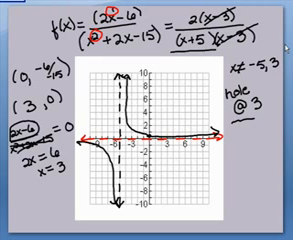Okay. So hopefully that's a good wrap-up of how we graph rational functions. So make sure that you know how to find both vertical and horizontal asymptotes and how to get the y-intercept and the x-intercept if you have them.